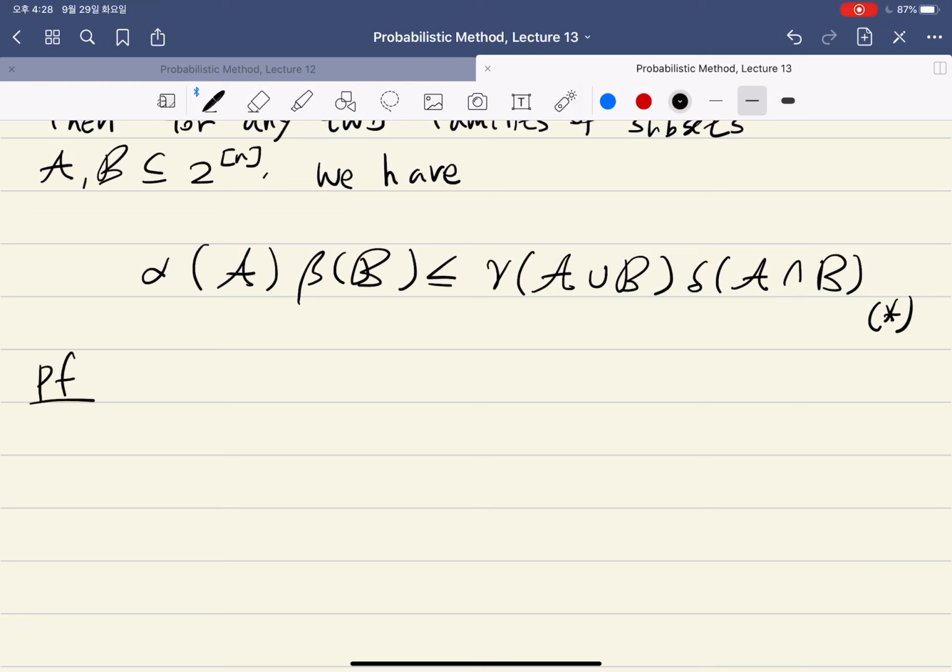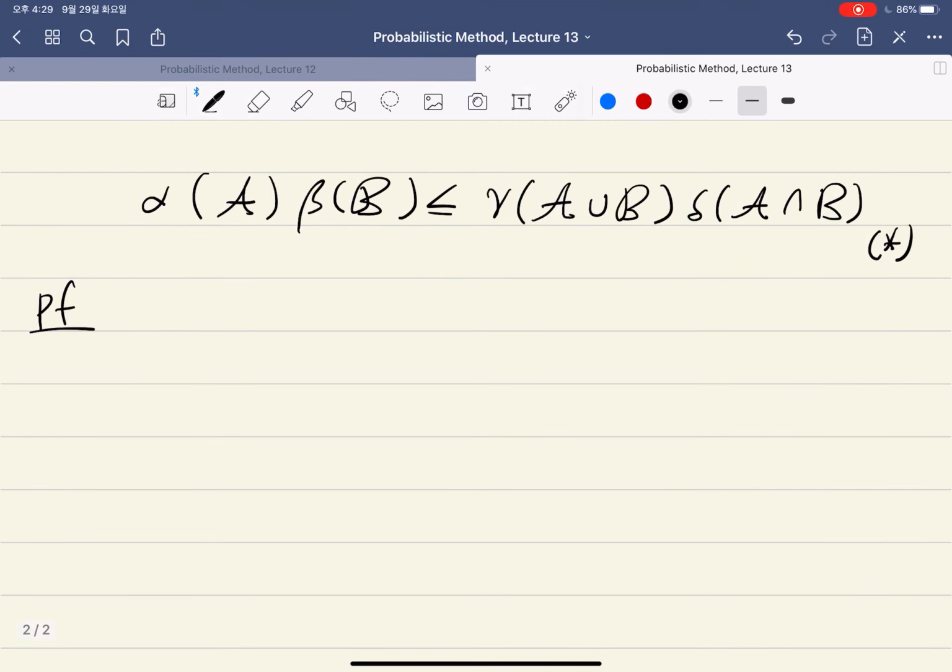We want to first reduce this to the case where this collection of subsets is nothing but everything. So we want to fix these two into one specific thing. How do we do it? If we have this alpha, beta, gamma, delta, then we replace this with this function.